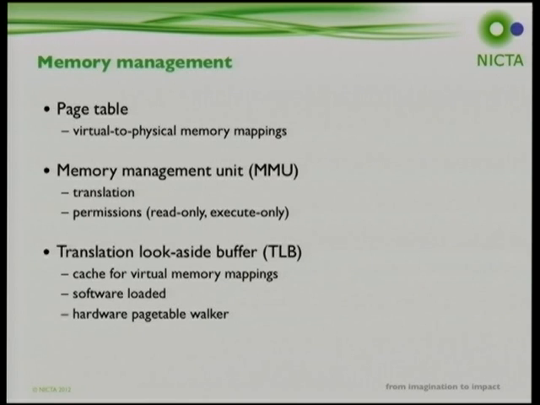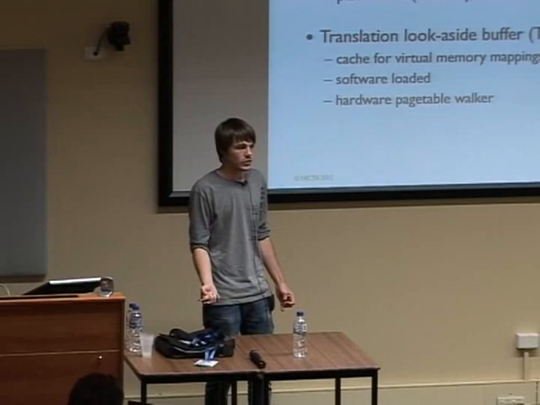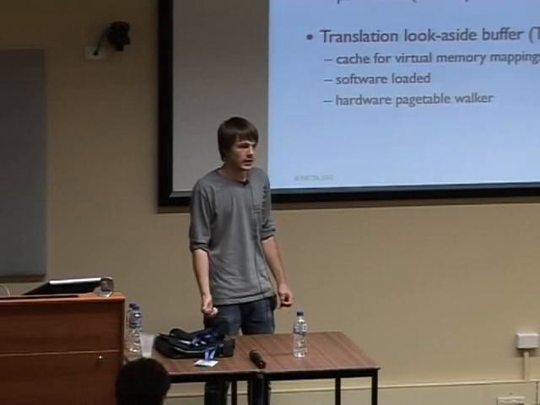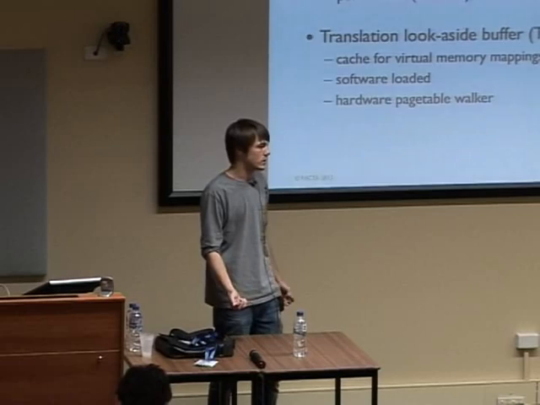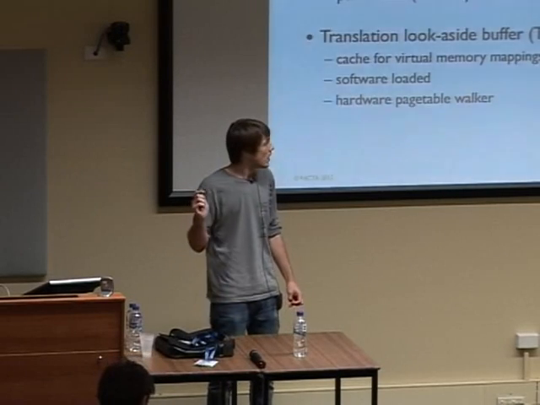As well, MMUs use a translation look-aside buffer to cache these mappings. This is just for performance reasons. And these TLBs can either be software loaded or hardware loaded. Software loading requires the kernel to trap a fault and look up the page table manually and insert the entry, whereas hardware walkers are implemented in hardware and can do all this much faster.